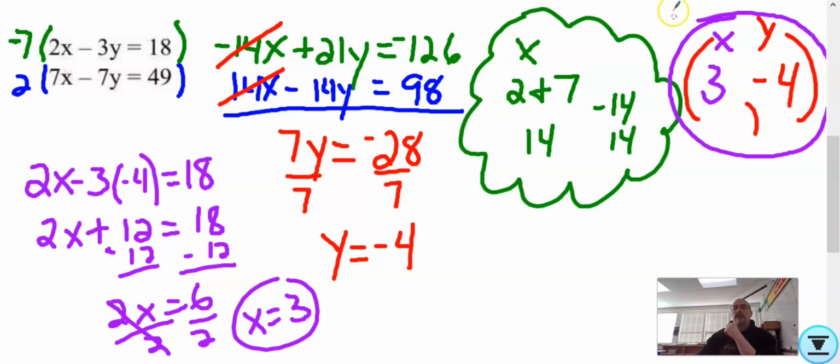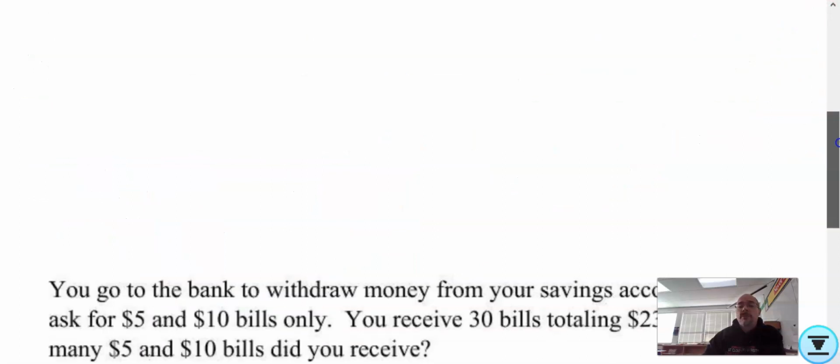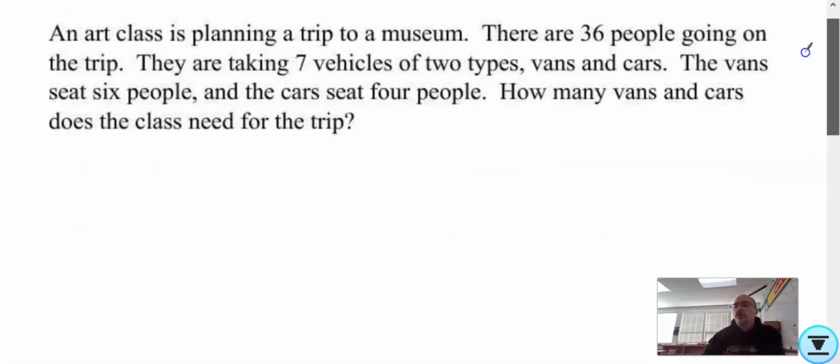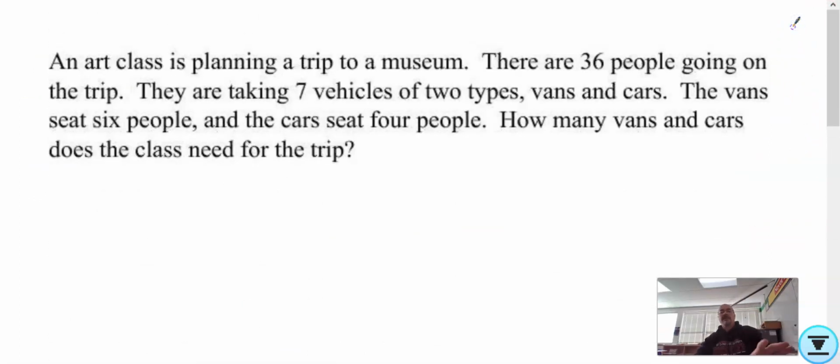All right, now let's go to this word problem. Do I have one word problem or do I have two word problems? Let's take, oh, we've got 2 of them. That's good. That's it, though. Just 2 more. Here we go.